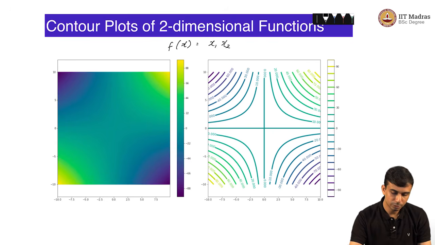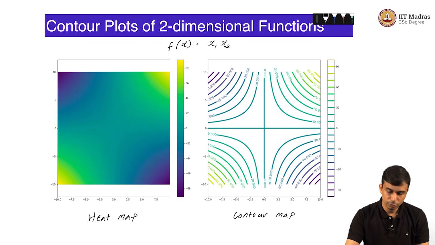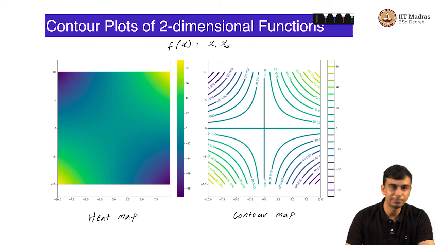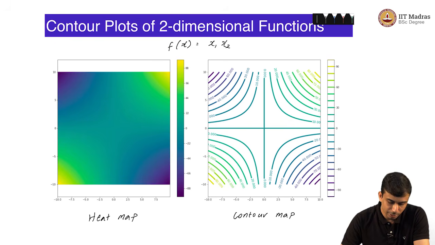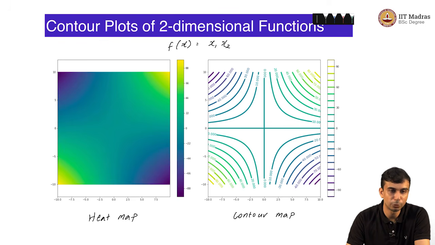That would correspond to this particular figure on the left here. This figure is called a heat map, and the figure on the right is a contour map. The heat map essentially gives you more information than the contour map, but sometimes it might be difficult to see the geometric shape of the contours from the heat map. For example, here it is not so easy to see that the shape of the contours are these curves. The contour map gives that information, but the heat map technically contains more information about the function because infinitely many contours are there in the heat map.